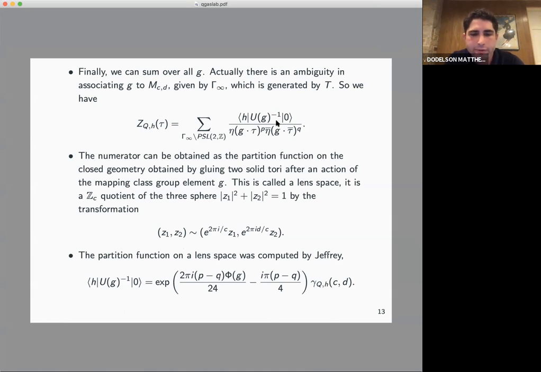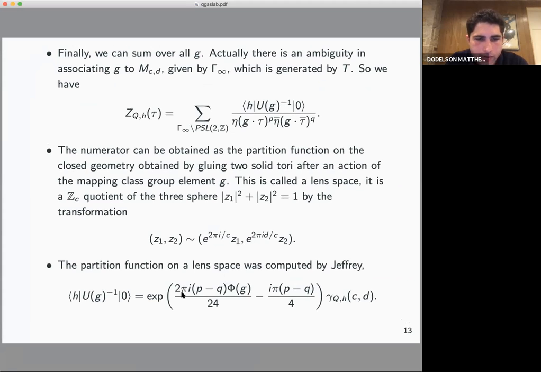And so this full matrix element is the partition function on a lens space. And this was computed by Jeffrey in the 90s. It's equal to this quadratic Gauss sum gamma that I had before, times this other piece where phi is the Rademacher function on G, and so this is an overall phase that multiplies the quadratic Gauss sum.